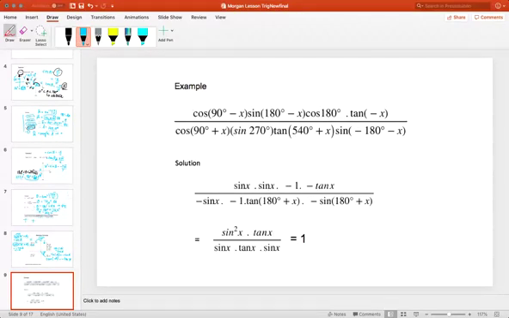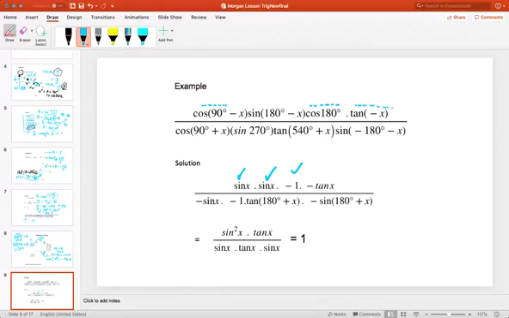apply it correctly. Okay, so we come back to our first reduction here. So 90 minus x is quadrant 1, and we know that cos is going to reduce to sine in quadrant 1. Then we've got sine 180 minus x. We know that that's quadrant 2, where sine is positive, so it reduces to positive sine x. Then we've got cos of 180 degrees. From our cos graph on the Cartesian plane, we know that the value of cos 180 is negative 1.